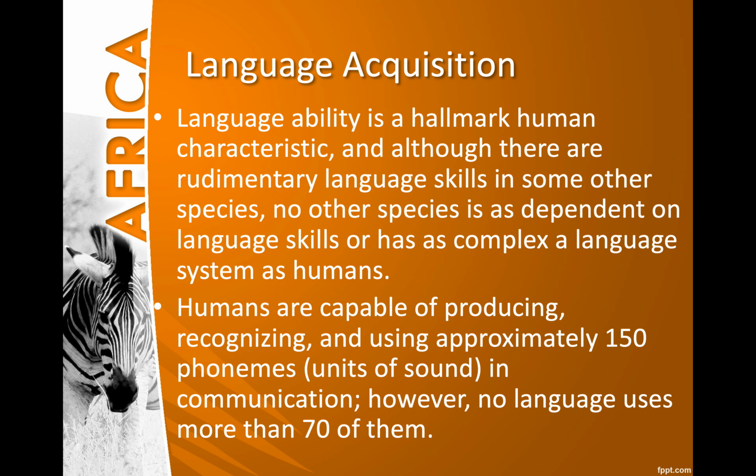Language ability is a hallmark human characteristic, and although there are rudimentary language skills in some other species, no other species is as dependent on language skills or has as complex a language system as humans. Humans are capable of producing, recognizing, and using approximately 150 phonemes. A phoneme is a unit of sound in communication. However, no language uses more than 70 of these sounds.